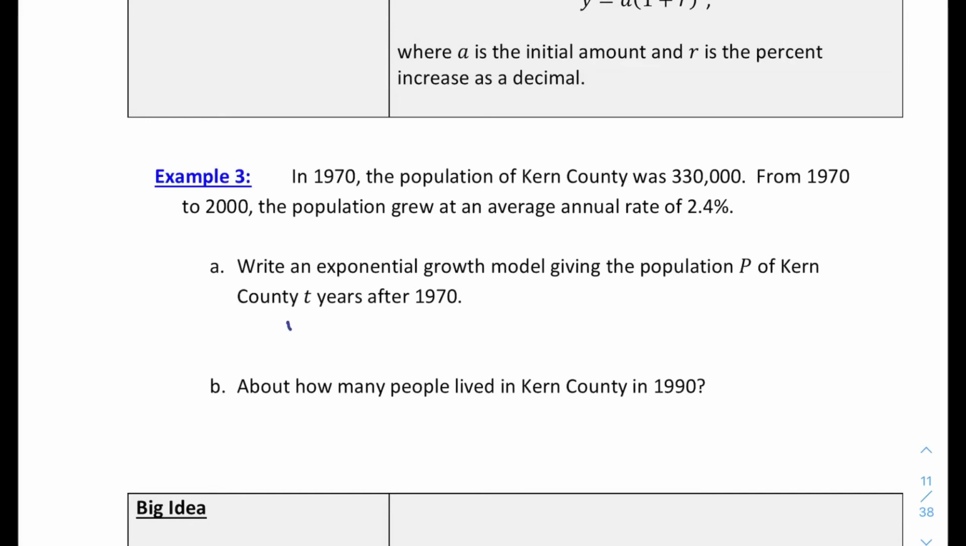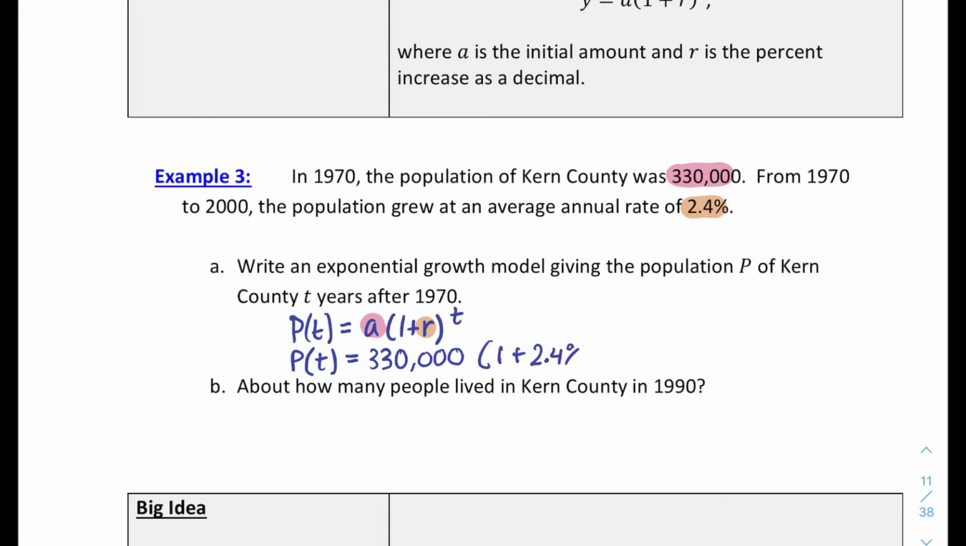So here we're going to look at some population growth. We want to write an exponential growth model given the population of this county t years after 1970. So I'm going to write my function p of t, a times 1 plus r to the t, and a is your initial starting population. So in 1970, our population was 330,000, so my initial amount is going to be 330,000 people. And then r is my rate of growth, so my population is growing at a rate of 2.4%.